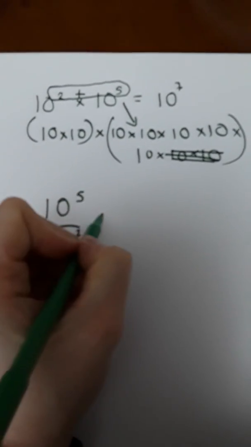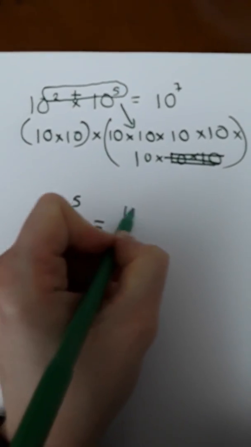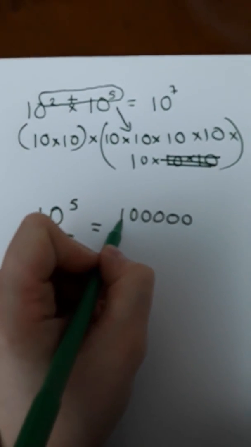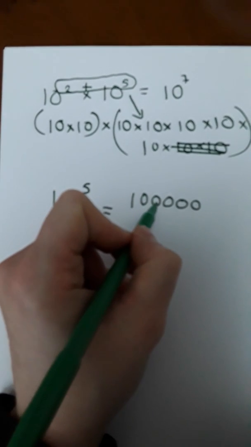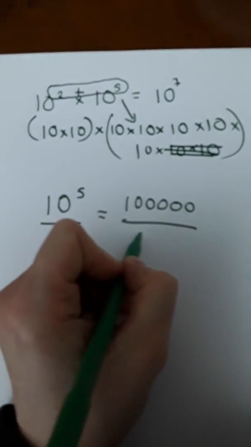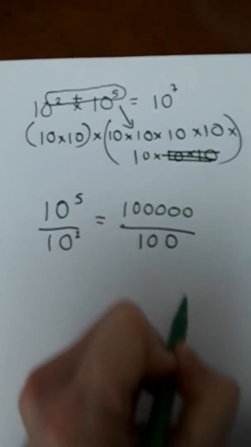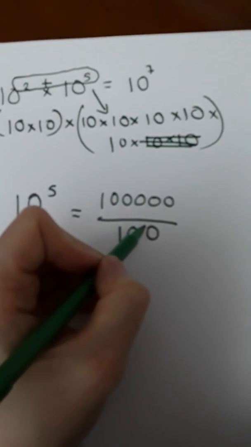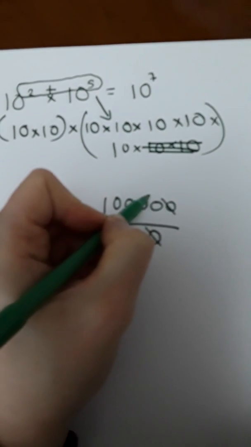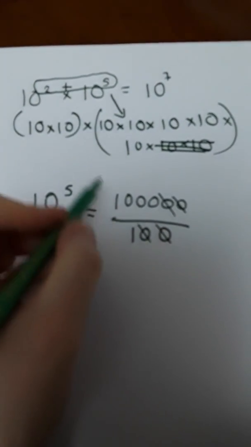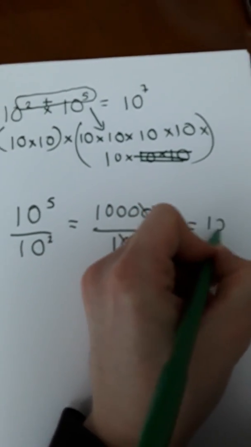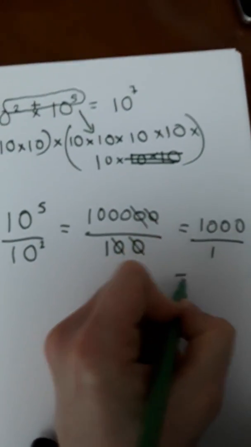Now, if you can remember, if you have 10 to the 5 divided by 10 to the 2, that means you have 10 times 10 times 10 times 10 times 10 over 10 times 10. And these will cancel. So these two cancel, these two cancel. So we end up with 10 times 10 times 10 over 1, which equals 1,000.